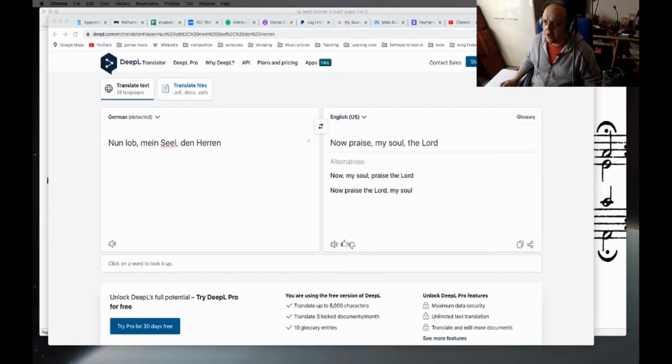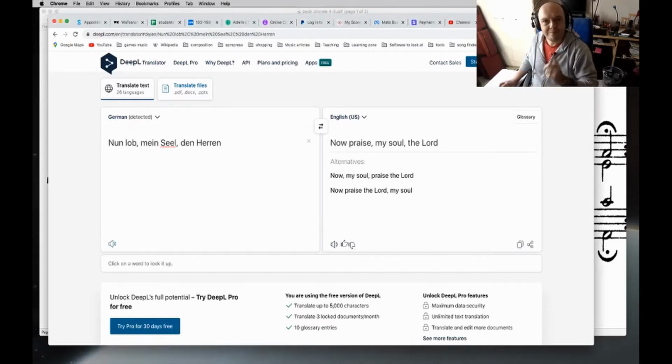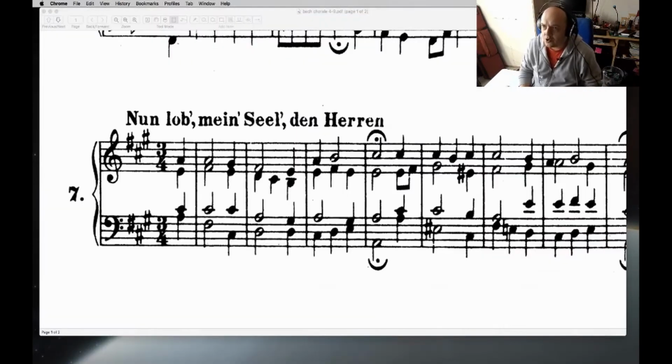Okay, today chorale number 7, which is called Nun lob, mein Seel, den Herren. Okay, tune first. First phrase. Now harmonization.